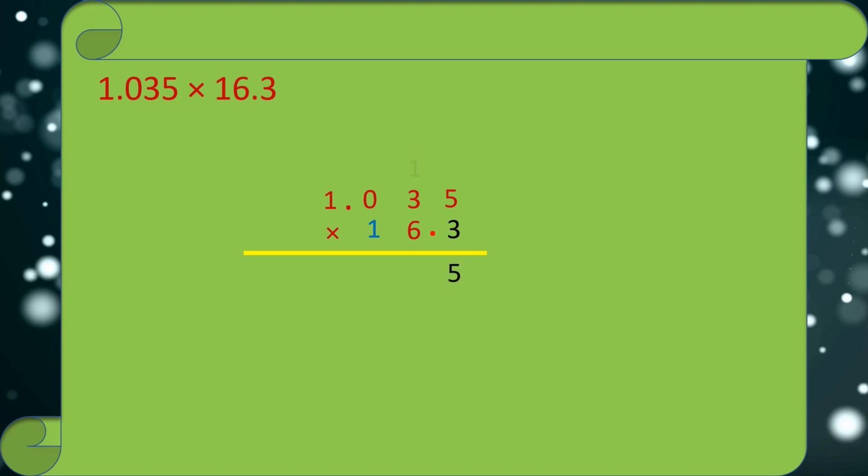3 5s are 15. We'll write 5 here, 1 as carry. 3 3s are 9 plus 1 is 10. We will write 0 here, 1 as carry. 3 zeros are 0, 0 plus 1 is 1. 3 ones are 3.